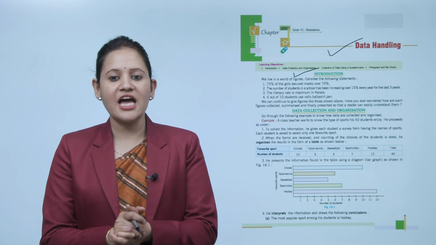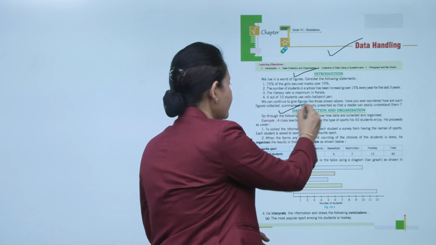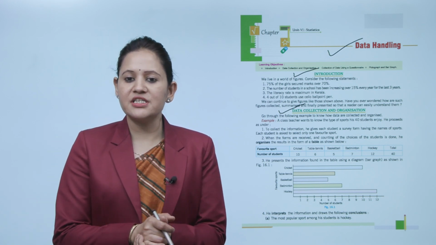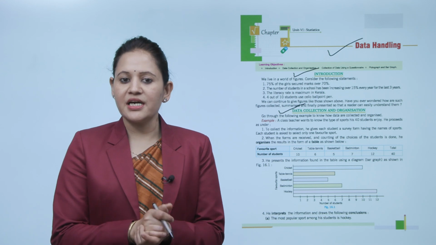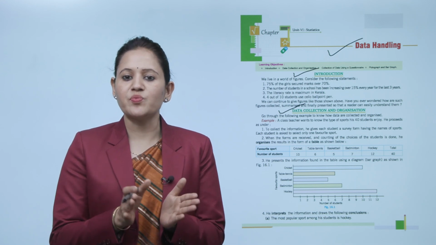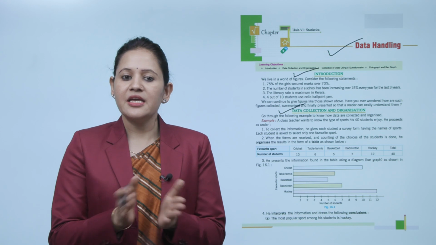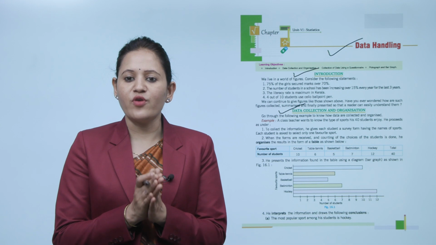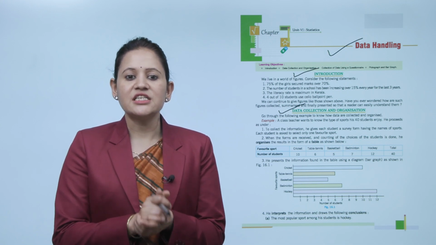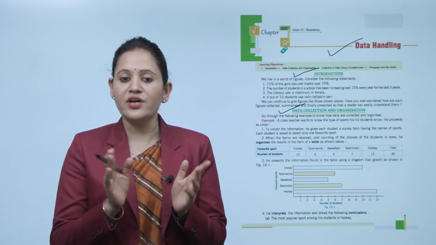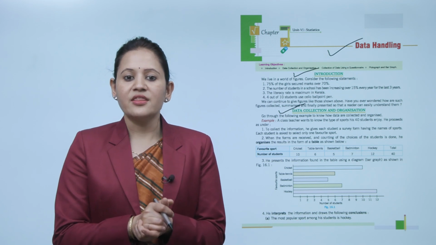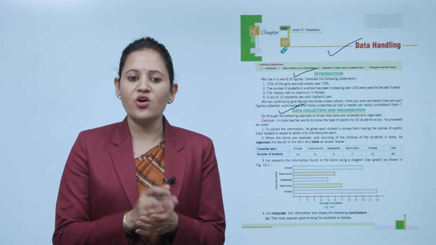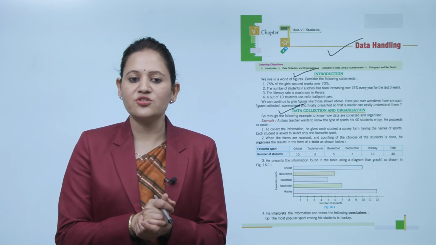Next is data collection and organization. Go through the following examples to know how data are collected and organized. For example, a class teacher wants to know the type of sports his 40 students enjoy. He proceeds as under. To collect the information, he gives each student a survey form having the names of sports. Each student is asked to select only one favorite sport. When the forms are received, the counting of the choices of students is done. He organizes the result in the form of a table as shown below.